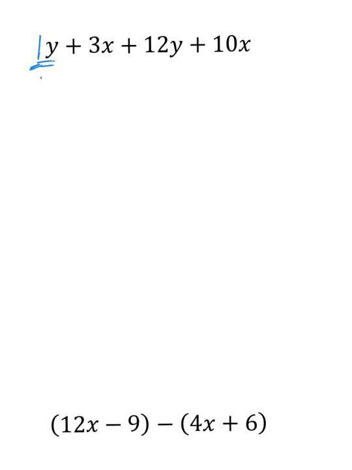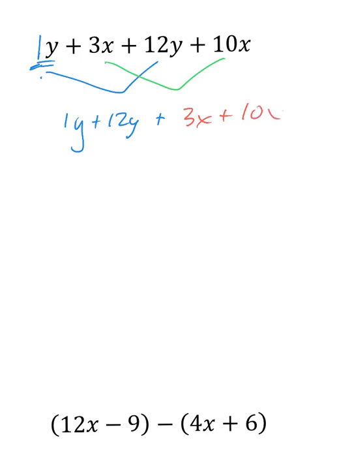It's already addition, so we can commute things. We're going to combine like terms. So we're going to say we have 1y plus 12y plus 3x plus 10x. So 1y plus 12y is 13y. And 3x plus 10x is 13x. So you could have written it this way. You could have written 13x plus 13y, which is going to be the most correct way to write it when you're in 8th and 9th grade.